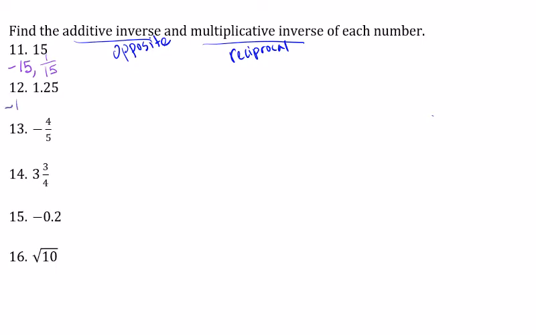So number 12, the opposite of 1.25 is negative 1.25, right? So that was pretty easy. The reciprocal, this is a little bit trickier. So, you know, technically we could just put 1 over 1.25, but let's simplify that, right? Because we don't usually want decimals in a fraction.